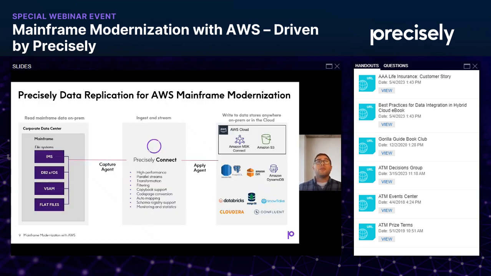When we think about what the offering itself will look like, we'll have the ability to capture from a variety of mainframe file systems and apply them, again, in a very high performant parallel fashion to a number of targets running in AWS. So that includes key AWS technologies like MSK or S3, but also broader technologies like Databricks, Snowflake, Confluent that you might have running within your AWS environment.